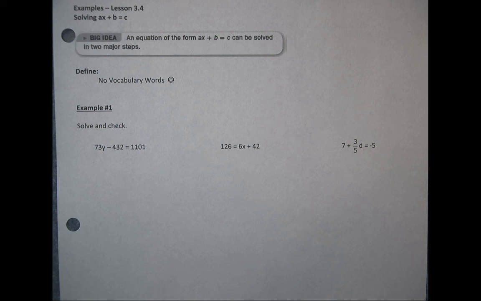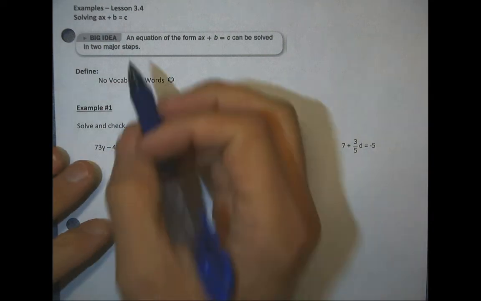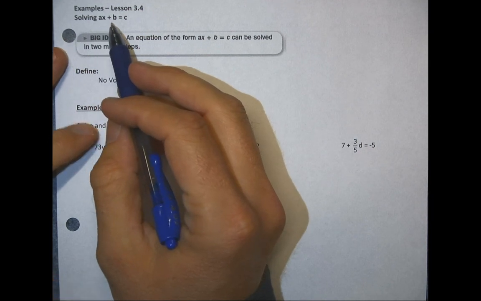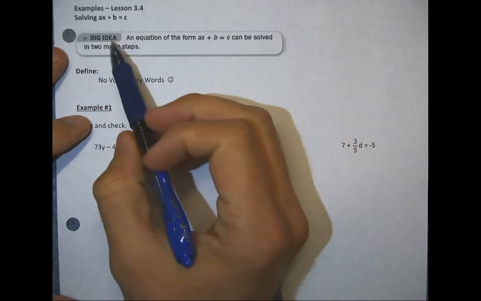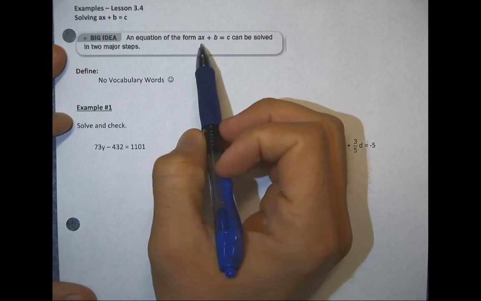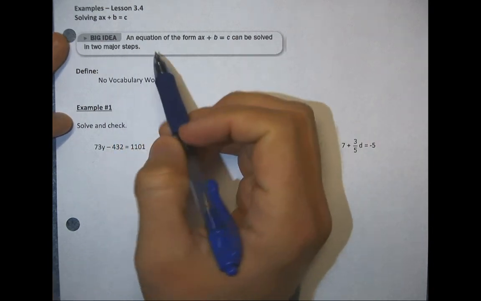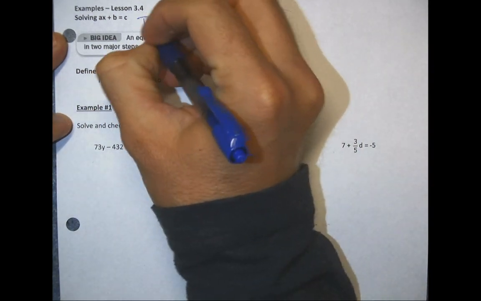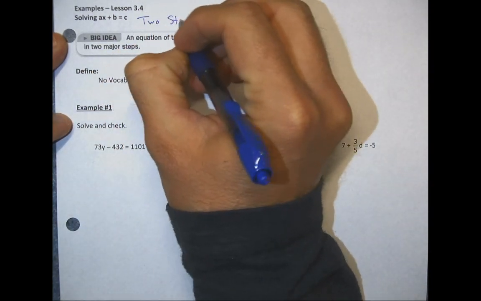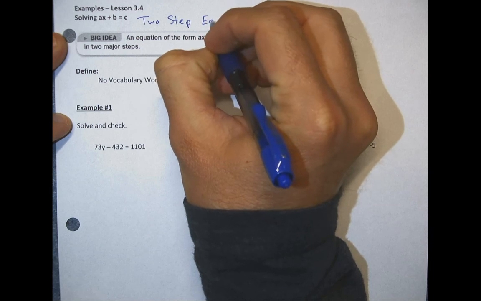So today's lesson 3.4, we're going to be solving equations that are in the form ax plus b equals c. So the big idea is an equation of the form ax plus b equals c can be solved in two major steps. When we were in middle school, we simply called these two-step equations.